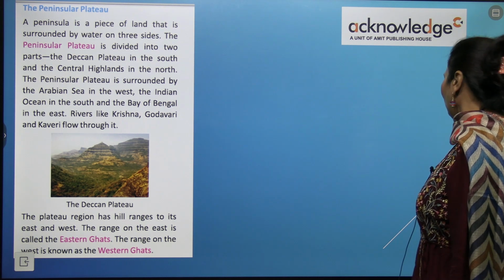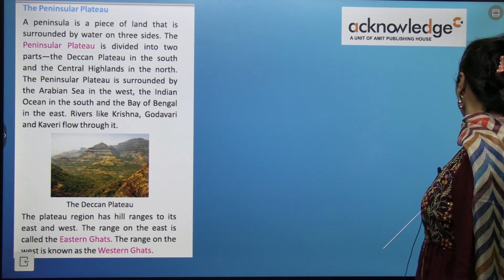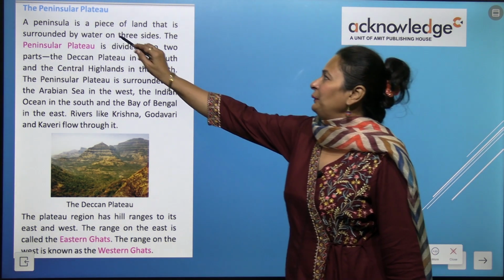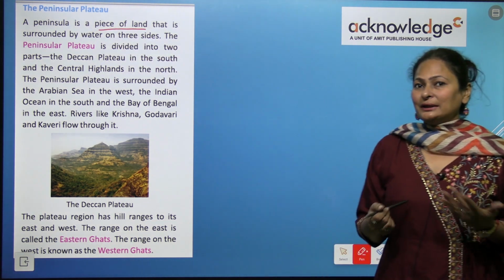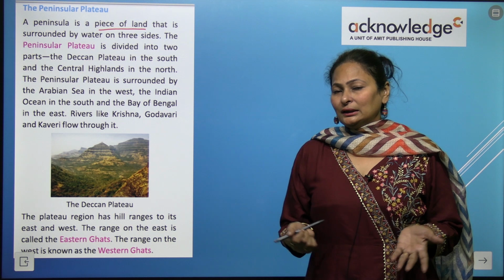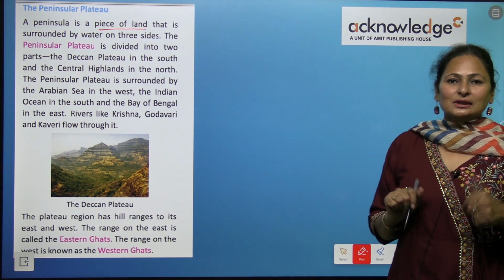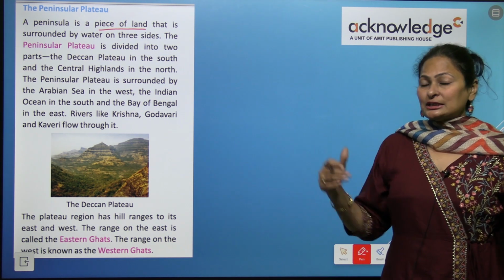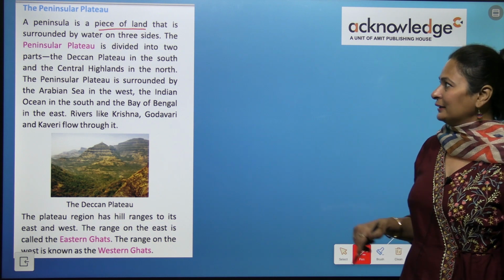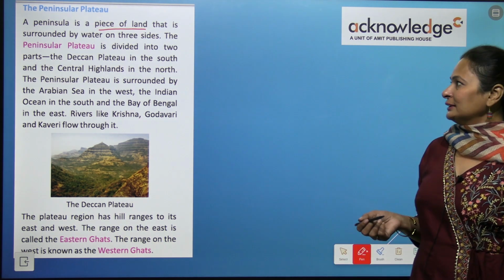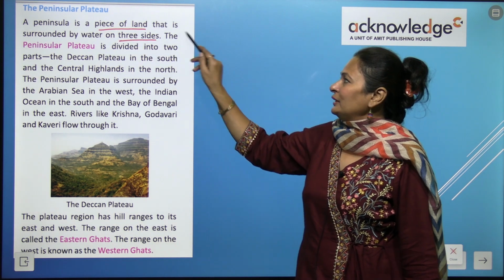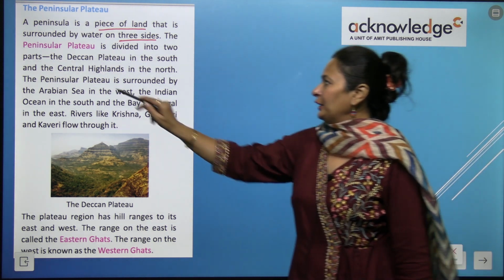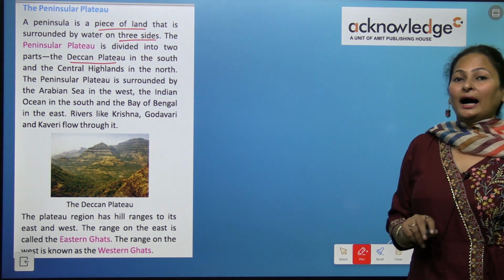Now next geographical feature of India is the Peninsular Plateau. Peninsular Plateau is a piece of land. What is peninsular, kids? We have learned the peninsula. India is a peninsula country, in the previous chapter. Yes, peninsular means the land mass which is covered by water from three sides. So India is a peninsular country that is surrounded by water from the three sides. The Peninsular Plateau is divided into two parts, Deccan Plateau and the Central Highlands.